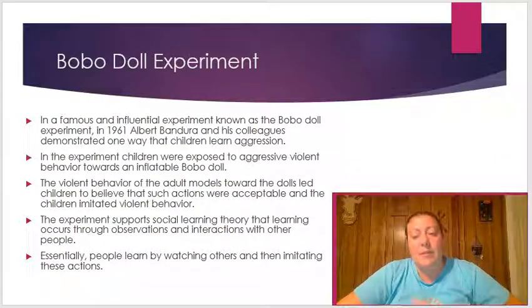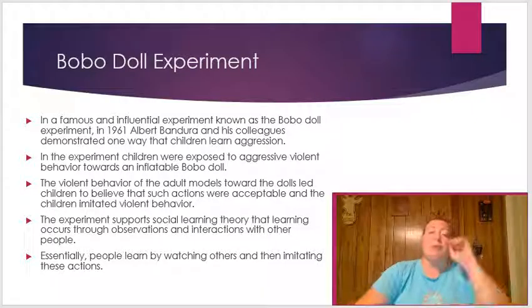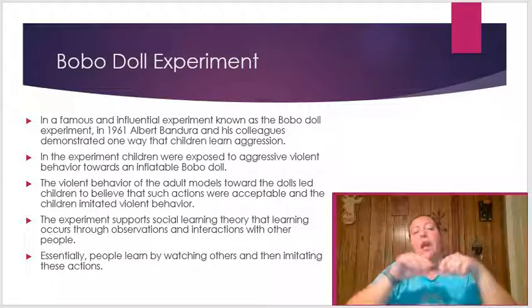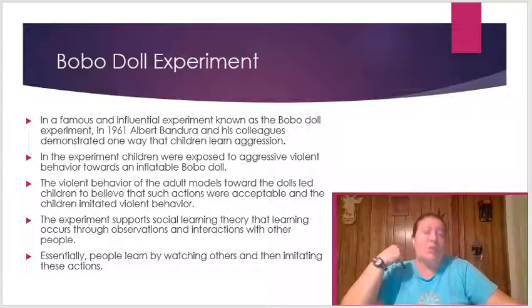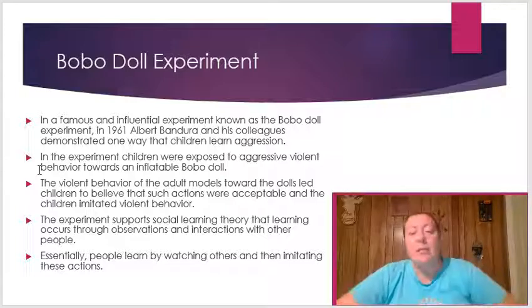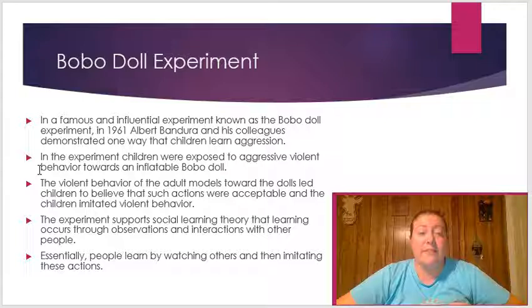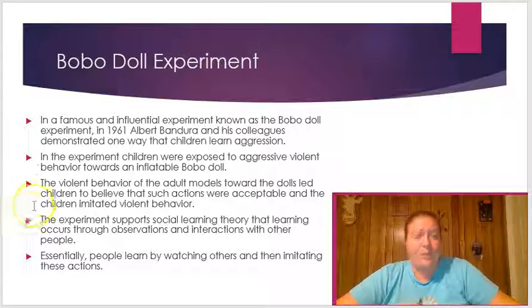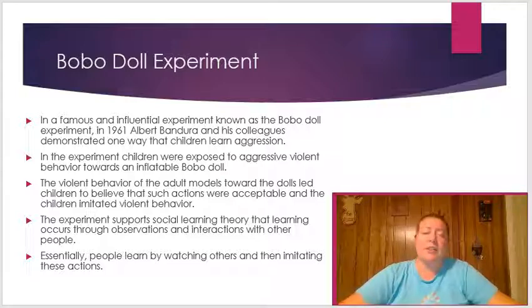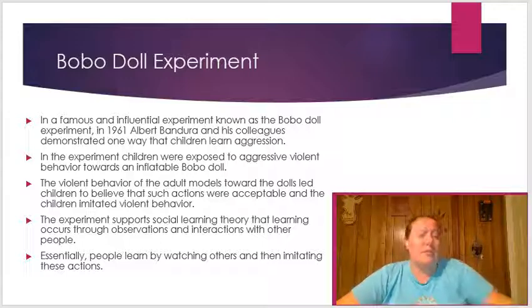Bandura conducted a famous experiment in 1961 called the Bobo doll experiment. That was an experiment that he used to demonstrate the way that children learn aggression. In the experiment, children were exposed to aggressive, violent behavior toward an inflatable doll. The violent behavior of the adult models toward the doll led the children to think that it was okay to imitate the behavior. The experiment supports social learning theory that people learn through observation and interaction with other people.